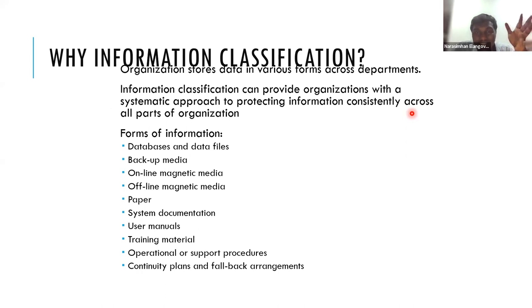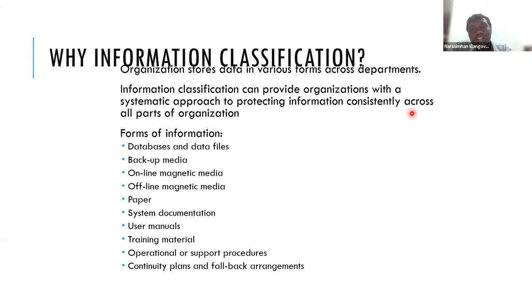Classification refers to deciding which is more precious to you and which is not, in terms of value. Simple example: in inventory, we use a concept called ABC analysis. What is an ABC? A is highest value, least in terms of quantity. C is highest in terms of quantity, least in terms of value. Quite similar to that, you classify your information.